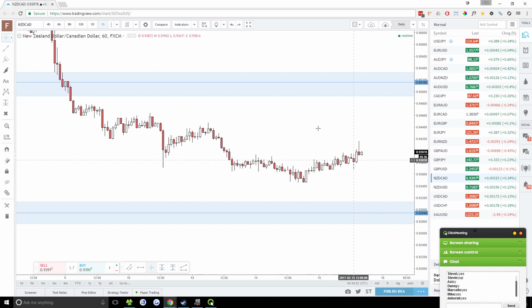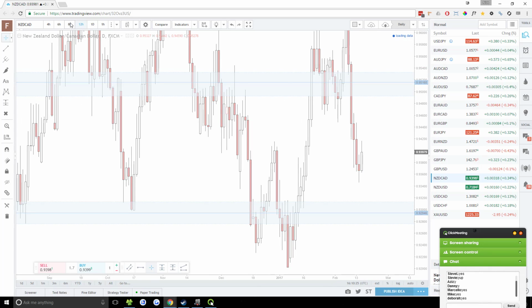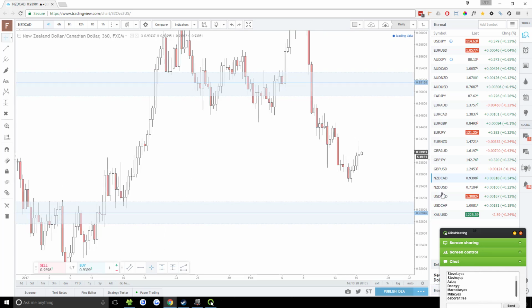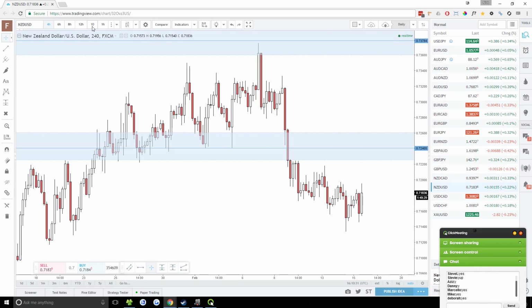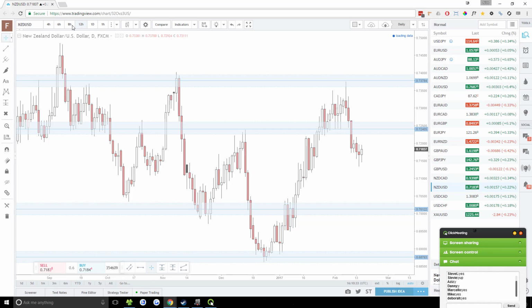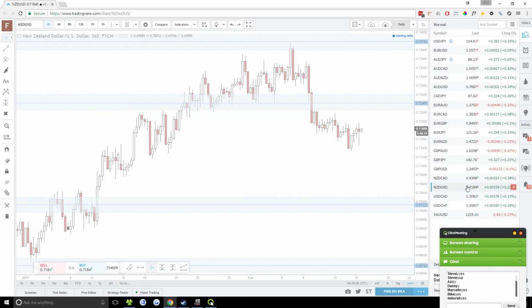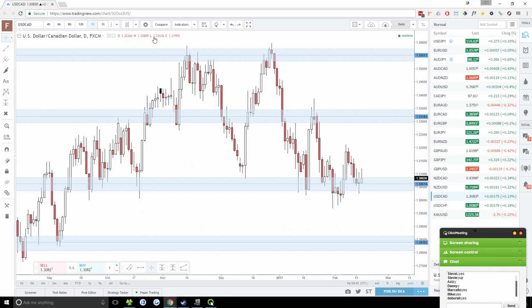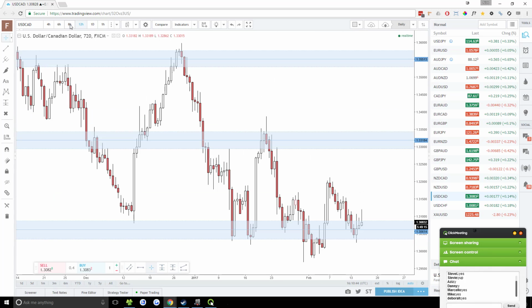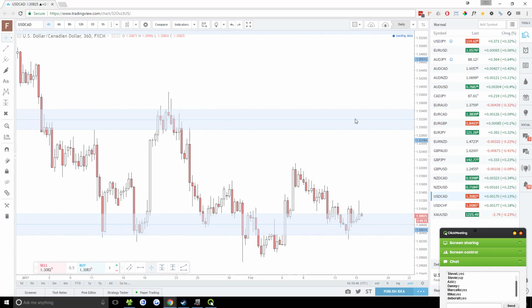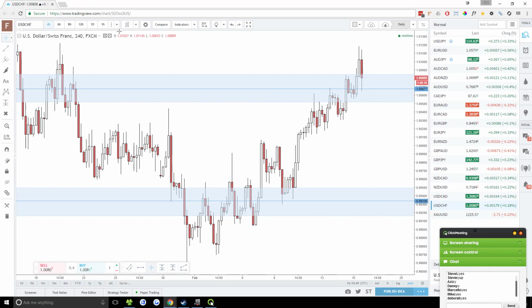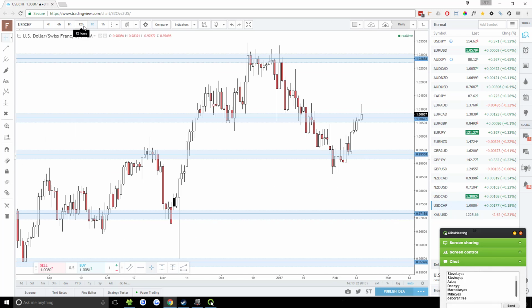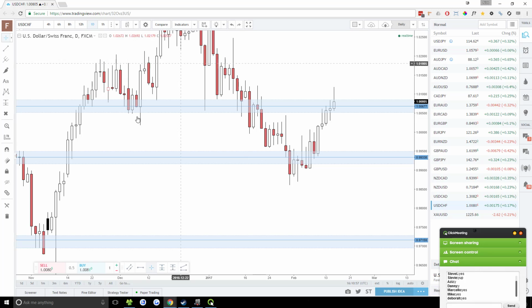New Zealand CAD in between two support resistance areas. New Zealand USD in between two support resistance areas. USD CAD is bouncing away right now. Definitely not good risk to reward ratio, not a valid setup. And finally, USDCHF has broken above. Oh, actually, on the daily, it kind of looks okay. All these candles that are huge, it just makes it really hard to get a good risk to reward ratio.